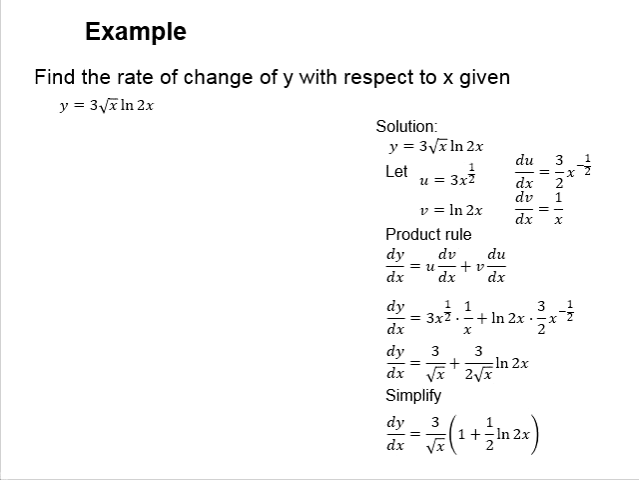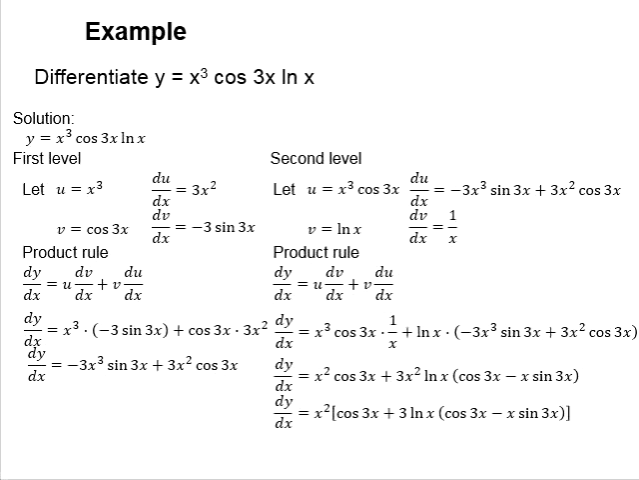Let us try another example for the product rule. y equals 3 square root of x ln 2x. This consists of two common functions. Let u equals x power 1 per 2 and v equals ln 2x. Differentiate each of them. You get the functions here. Adopt the product rule, u dv/dx plus v du/dx. Reorganize the equation and simplify it. You get the answer.